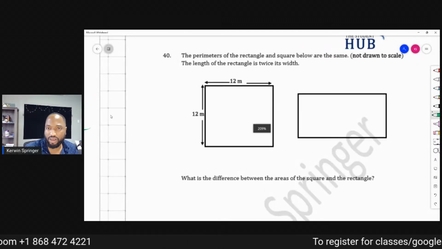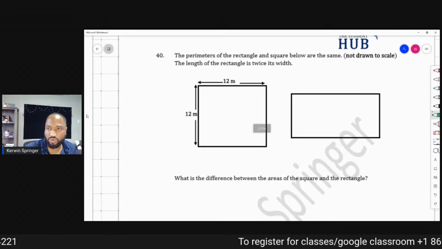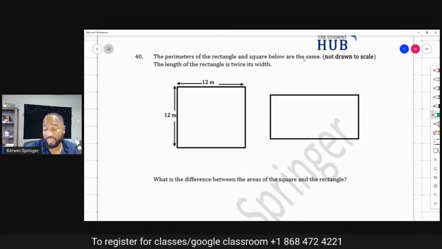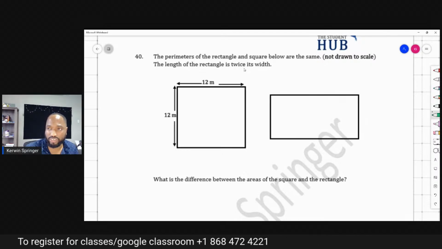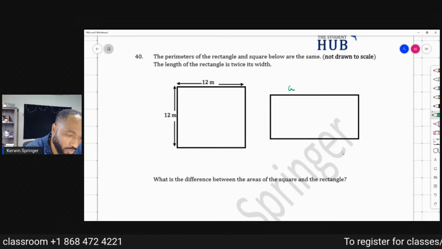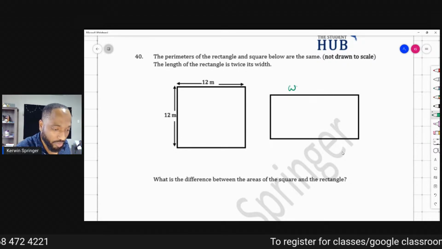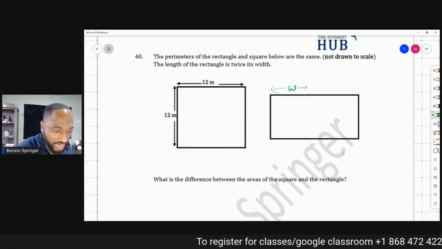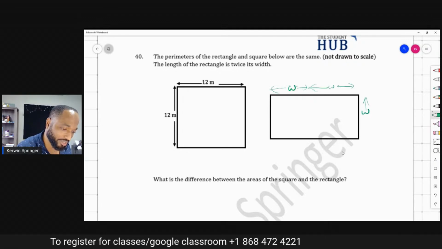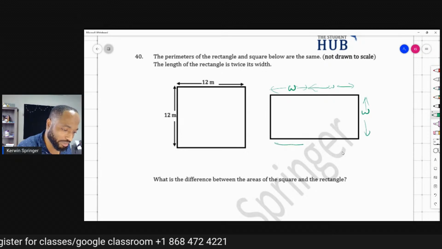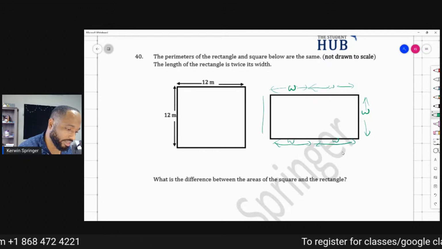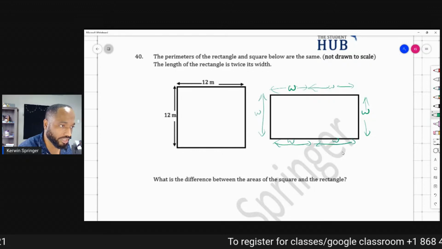The perimeters of the rectangle and square below are the same. The length of the rectangle is twice its width. So if we have a width and another width, because the length is twice the width, then we have another width here. I feel like we did this question already last week. Come like you have a bunch of widths.